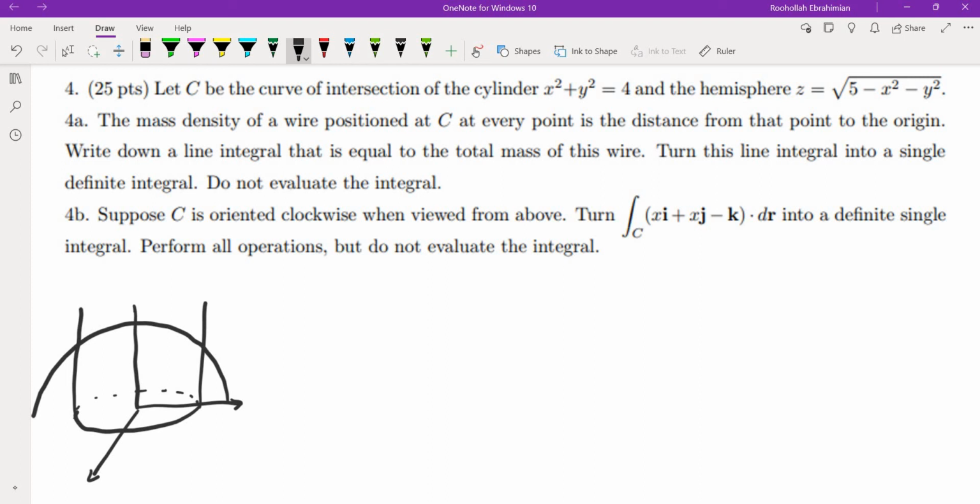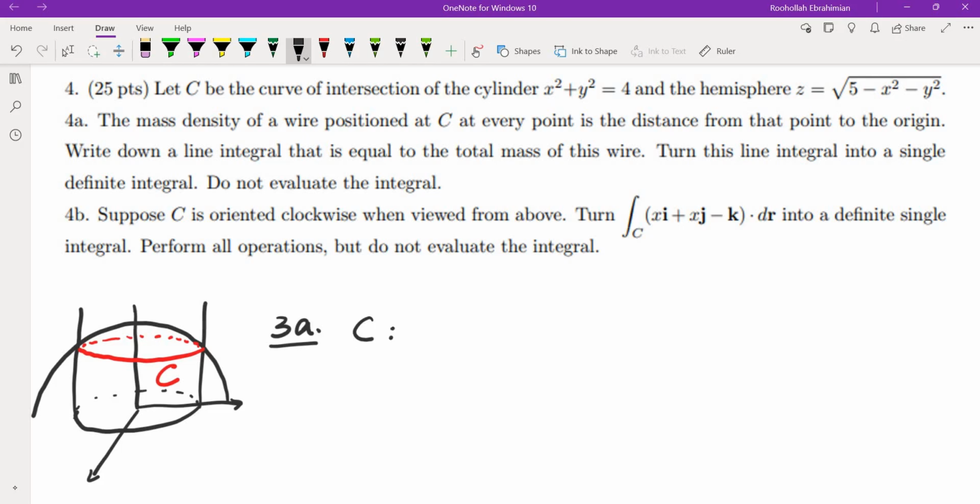Okay, so let C be the curve of intersection of the two. So the curve of intersection would be something like this here. So the first thing we need to do is to figure out what this curve is. The question is: the mass density of a wire positioned at C at every point is the distance from that point to the origin. Write down the line integral that is equal to the total mass of this wire. Turn this line integral into a single definite integral.